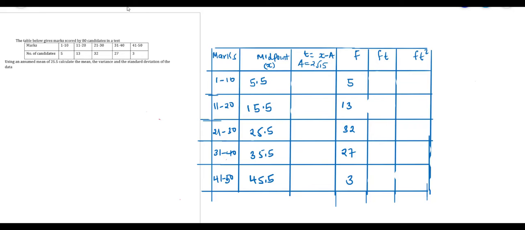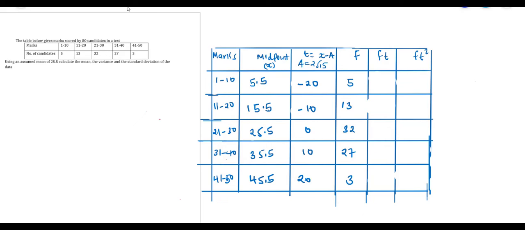Now, when you come to the third column, we are supposed to take x, which is the midpoint, minus the assumed mean given by the question. So A is the assumed mean in this case, which is 25.5. For the first box, 5.5 minus 25.5, that's negative 20. 15.5 minus 25.5, that's negative 10. 25.5 minus 25.5, that is 0. 35.5 minus 25.5, that is 10. And 45.5 minus 25.5, that is 20.